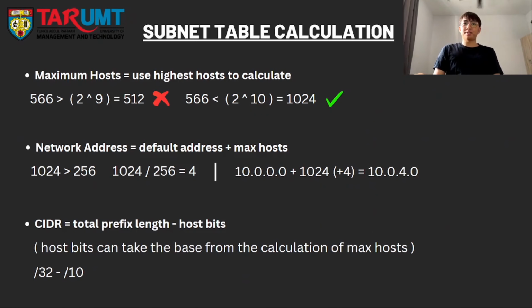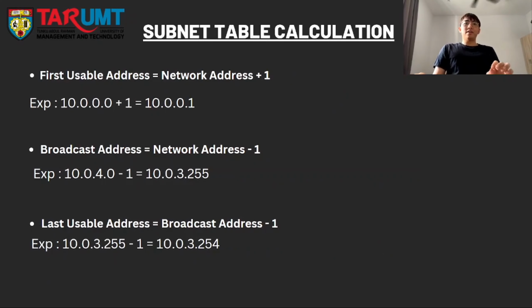Now, I will explain the calculations. For the maximum host, we use the highest host to calculate, and the amount of the maximum host must be more than the highest host, so we cannot take the 9 because 2 to the power of 9 is smaller than the highest host. So we take the 10 to become the maximum host. Next, for the network address, we use the default address, which is 10.0.0.0 plus the maximum host. And the CIDR, we use the total prefix length, which is 32 minus the host bit 10. And the first usable address, we use the network address plus 1 to get the answer.